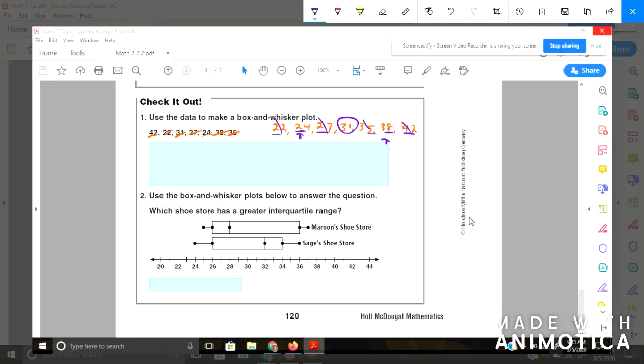When I make my number line, it needs to go from about 20 to about 40. I could go by ones. I'm going to go by twos here, just for the sake of not having a huge graph. I'm going to start at 20, 22, 24, 26, 28, 30, 32, 34, 36, 38, and 40, 42, 44, 46.